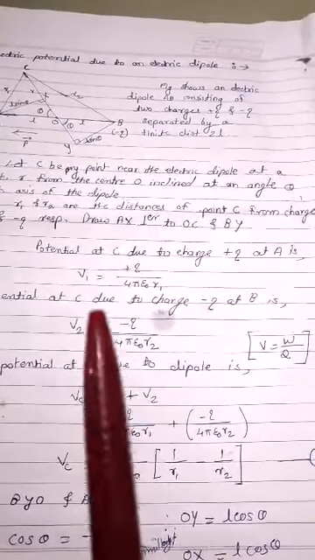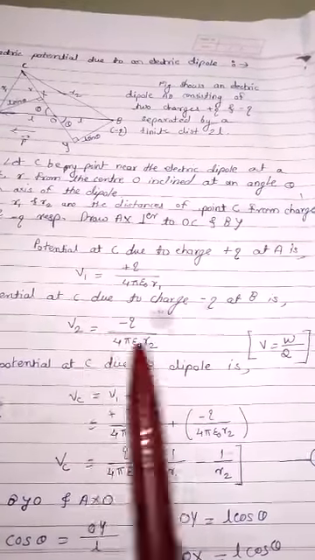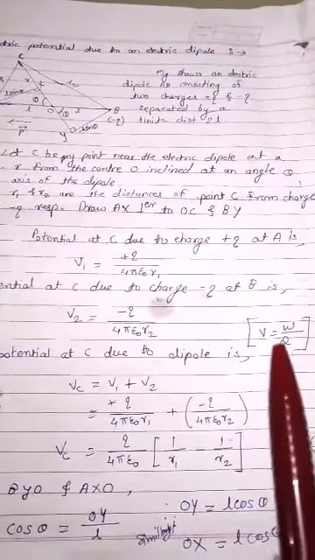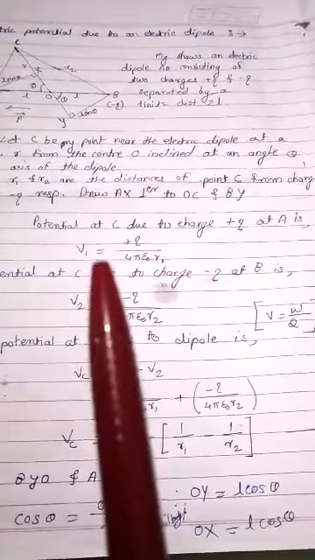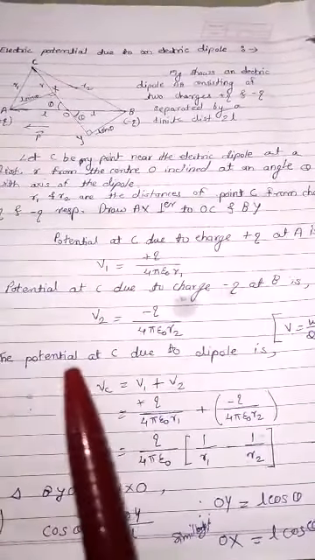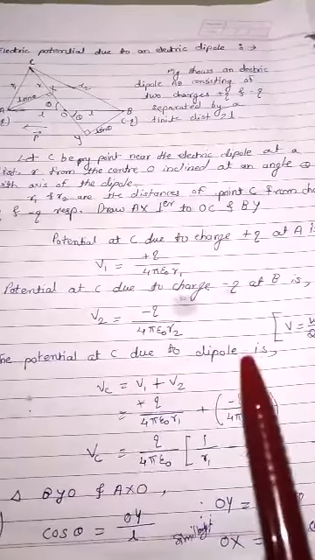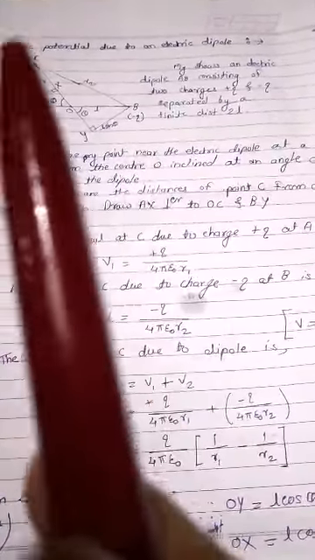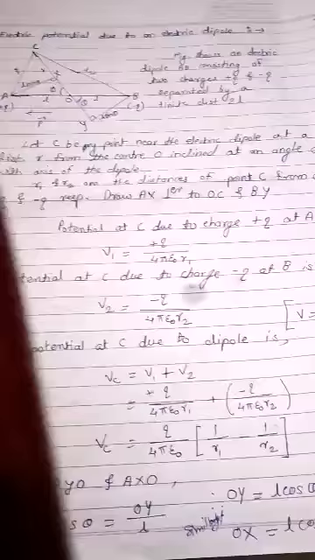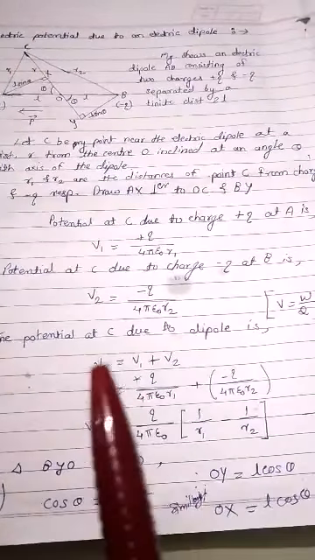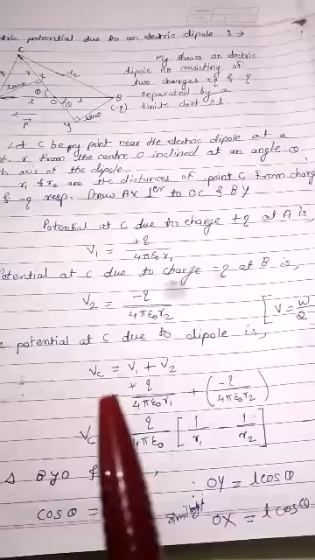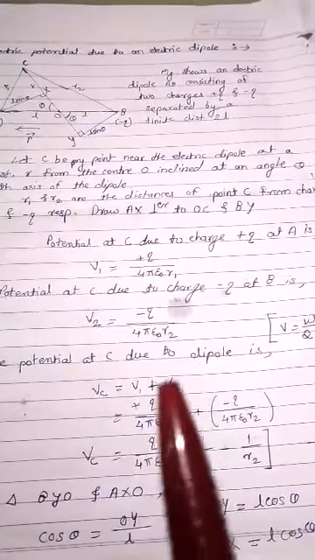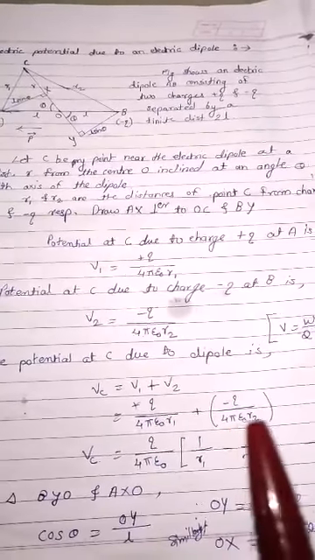So these two charges give the potential. We already learned V means work done per unit charge. Now here are two potentials V1 and V2. The potential at C due to a dipole is VC equal to V1 plus V2, the addition of the two potentials. Adding these two equations, we get VC equal to plus Q upon 4 pi epsilon naught R1 plus minus Q upon 4 pi epsilon naught R2.